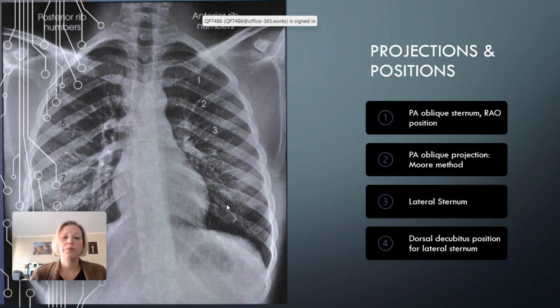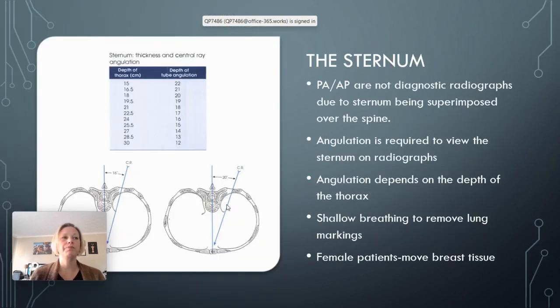PA oblique sternum, RAO position, PA oblique projection, or the Moore method, a lateral sternum, and the dorsal decubitus position for lateral.